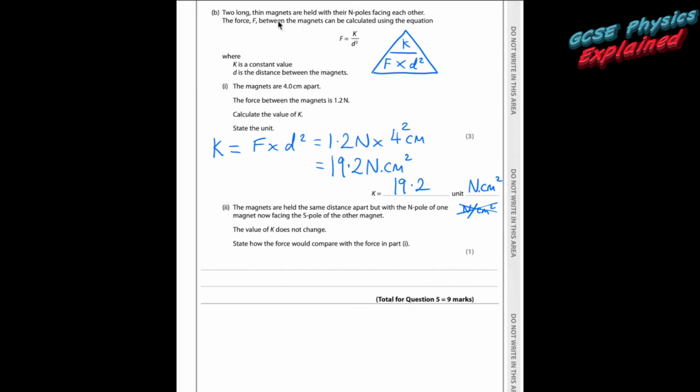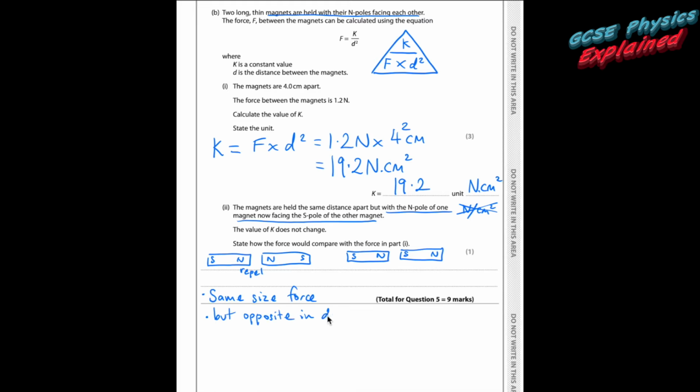So in part 1, the magnets were held with their north poles facing each other. So they were like this. Right, well they'll be repelling. Then they're going to change one of them round. So now the south is next to the north. One of the north poles is now facing the south pole of the other magnet. So that's going to attract. The force will be equal in size, but opposite in direction. In other words, it's going to attract rather than repel.